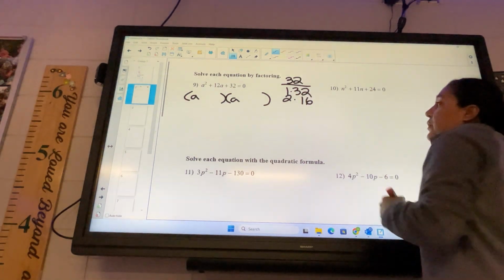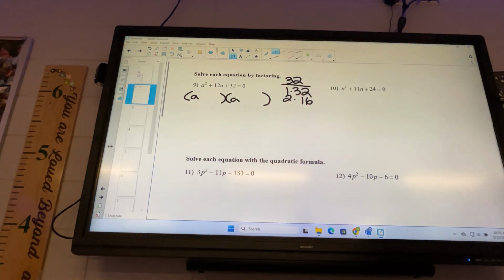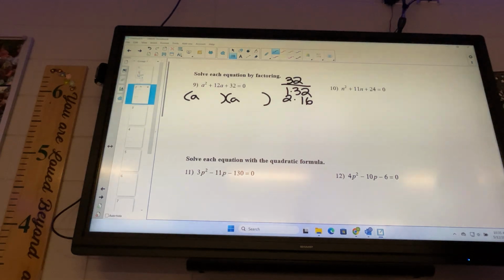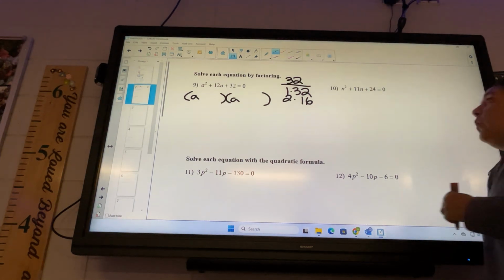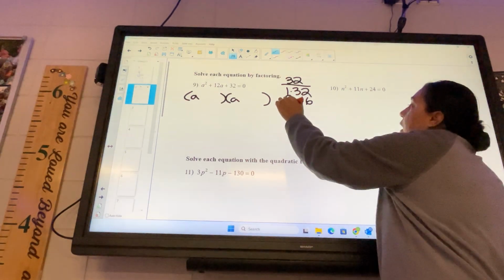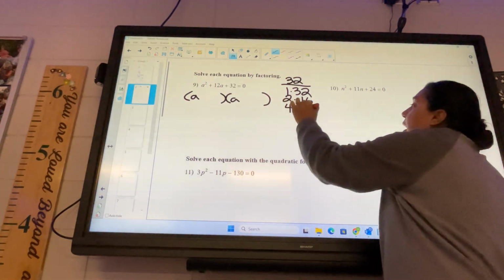16. Does 3 go in? Pretty sure it does. How can we check? 32 divided by 3. No? Okay, 4. Yeah. 4 and what? 8. 4 and 8. 5?